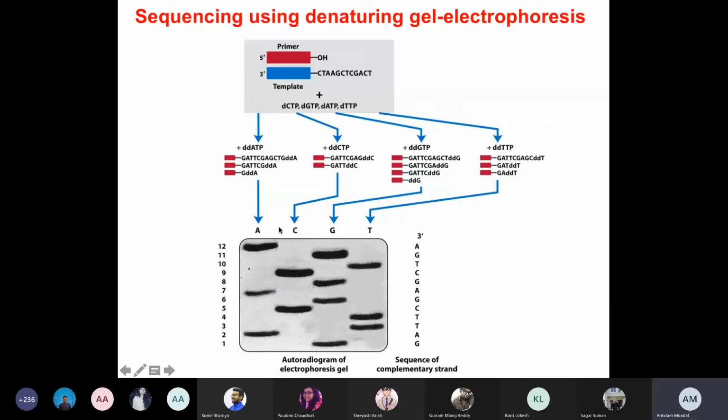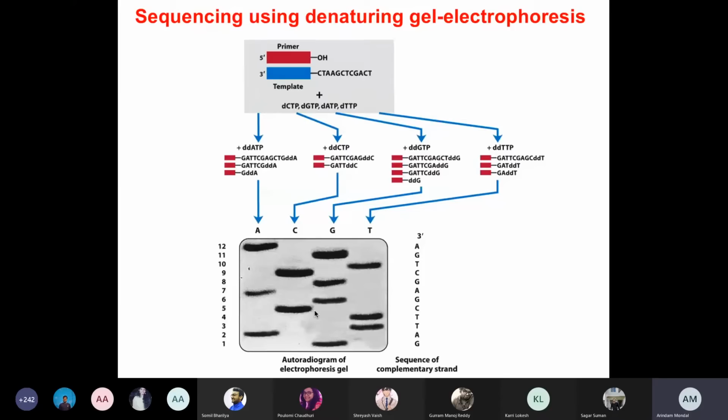And whenever you run that gel, if you dry the gel and expose it on X-ray film, all of the products, because they will be radioactive, will give a pattern on the X-ray film. And once you develop the X-ray film, you should be able to understand the pattern of the bands. You should be able to get an image of all of the bands.